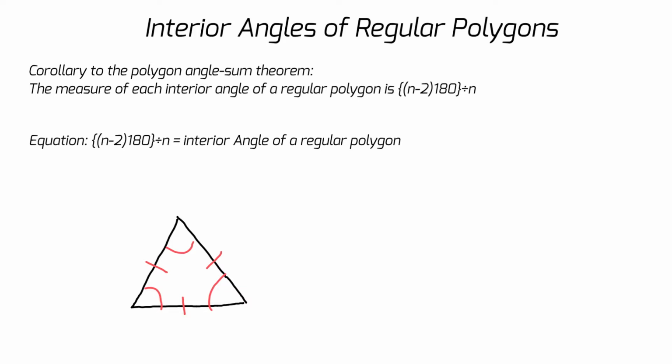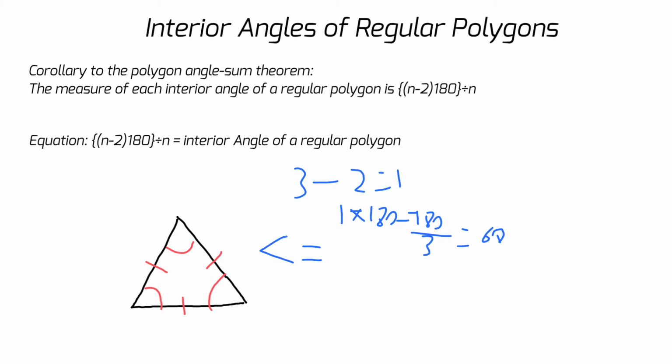We can see that it is a regular polygon because all three angles and all three sides are equal. So using this knowledge, we can count the sides, having 3 minus 2, which equals 1. 1 times 180 would give us 180. Dividing 180 by the number of sides, which is 3, would equal 60. And if we look at each angle of the triangle, we can see that each angle equals 60 degrees.